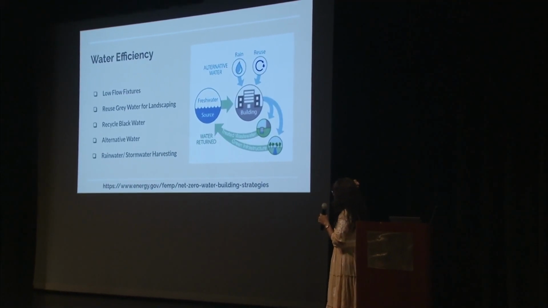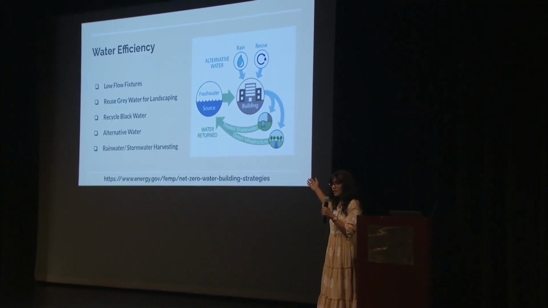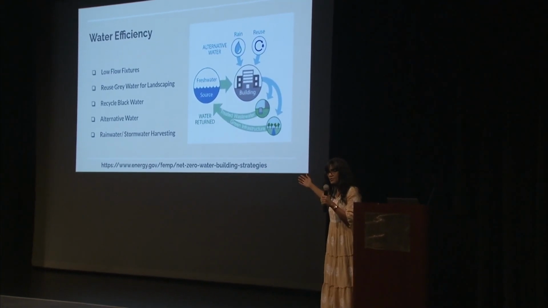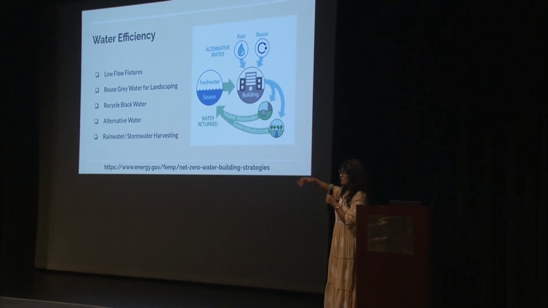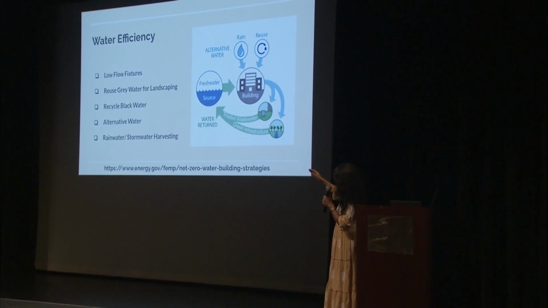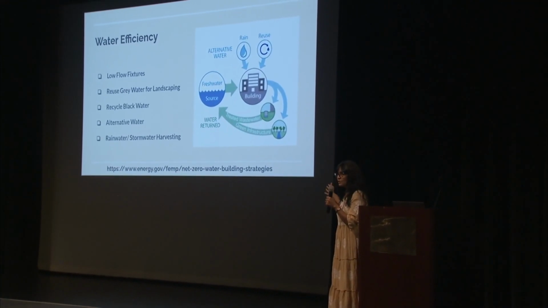We are using a lot of gray water. Gray water is the water that comes out from your sinks, your showers, your laundry. That's all gray water. A lot of projects now use that water for landscaping, irrigation, and some other uses. We also have the technology, and it's existed for a while now, to recycle black water. Black water is the water that comes from toilets.